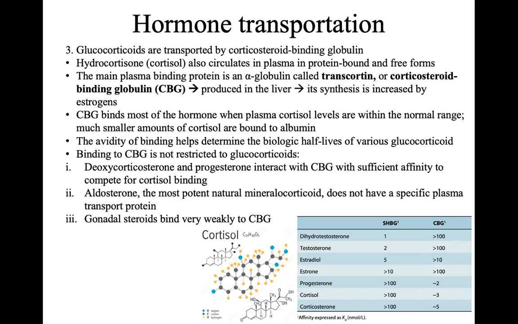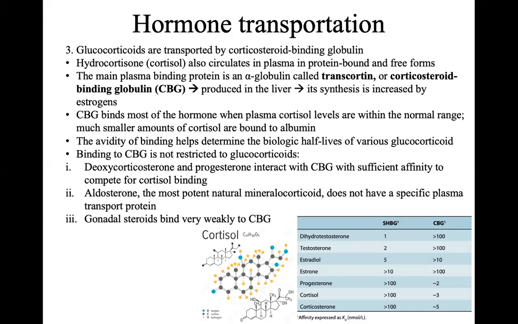The main plasma binding protein is the alpha globulin. We call it transcortin or CBG, corticosteroid binding globulin. It is synthesized in the liver, and estrogen can stimulate or increase the production of this CBG. CBG functions to bind to the glucocorticoids after stimulation by the estrogens, for giving the effect to the target cells.